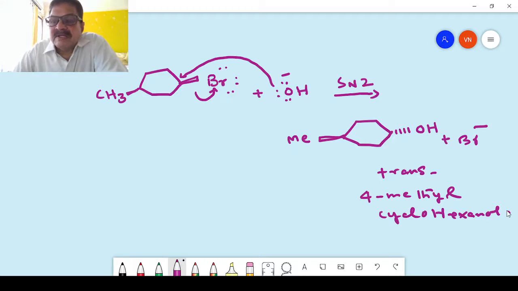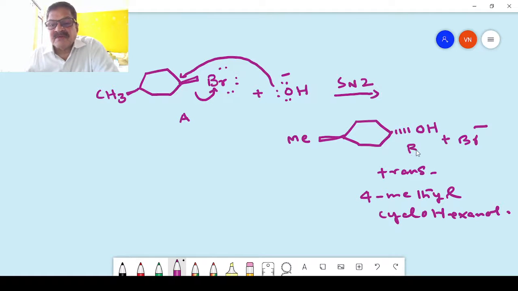So that means the leaving group, the bromide, is above the plane of the ring here. The nucleophile is attacking from below the plane of the ring. Now we will be getting a single product. So this A is giving a product B with an inverted configuration. That is a Walden inversion. This is the reaction with a strong nucleophile.